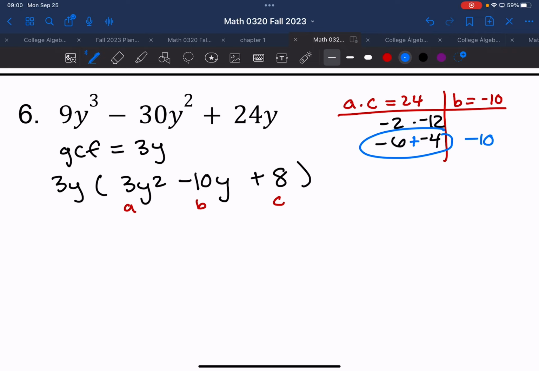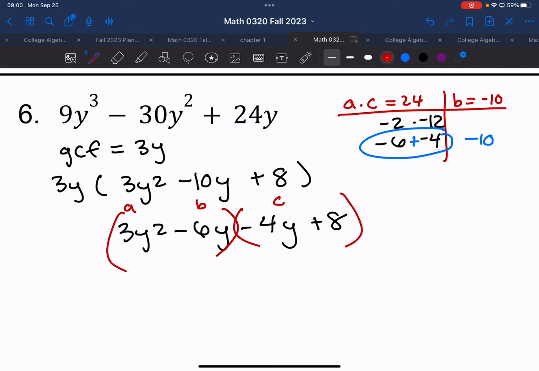If you see your factors right away, I don't expect you to complete the whole table with all the factors. If you see it right away, just write it, circle it, so I see that you showed that step. So now I'm going to expand that negative 10y. So I have 3y squared minus 6y minus 4y plus 8. Do my factor by grouping. And then I take the GCF out of each parenthesis.